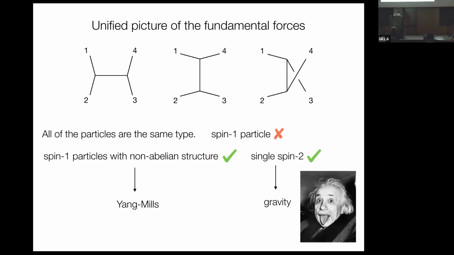In fact, again, if we look at how the single spin 2 particle couples to matter, it turns out that the coupling is universal. So it couples to matter the same way it couples to itself, and that is Einstein's equivalence principle. And so we've discovered gravity uniquely. This spin 2 particle is nothing but Einstein's gravity.